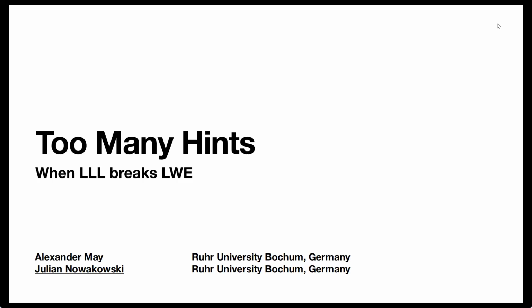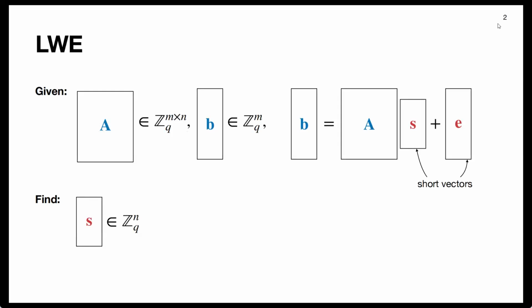Like the previous talk, this one is also about LWE. So let me once again recall the definition of the LWE problem. Given a matrix A and a vector B, both have entries modulo Q, where Q is just some integer, and B is of the form A times S plus E, where both S and E are secret and short vectors. And the task is simply to find the secret vector S.